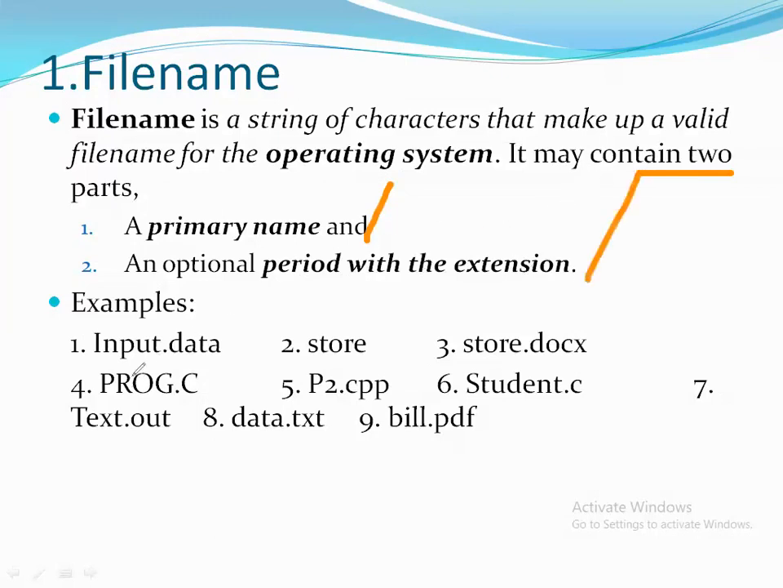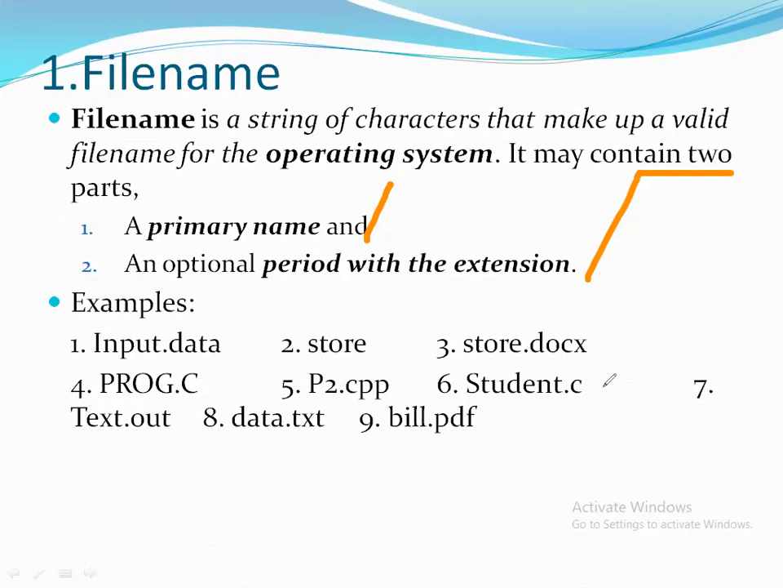In this example, input.data: input is the file name, .data is the extension. Store has no extension. Next, store.docx. What is the type of this file? It is an MS Word file. Next, prog.c. Prog is the program file name, and .c extension means it is a C program file. Next, p2.cpp. That is a C++ program.